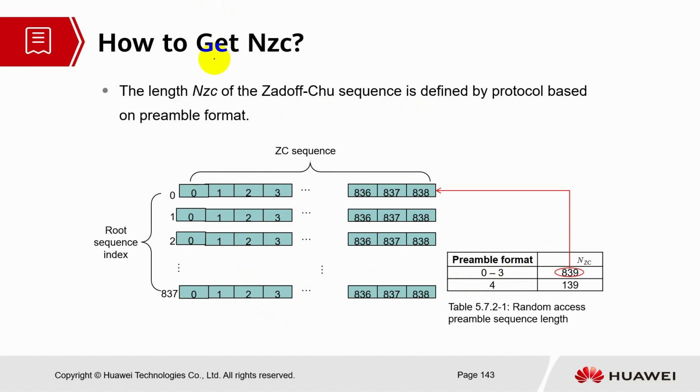So how to get the NZC? The Zadoff-Chu sequence is defined by the protocol based on the preamble format. So this is the format. For formats 0 to 3 we use 839 by default. Format 4 is 139. This is the random access sequence length.